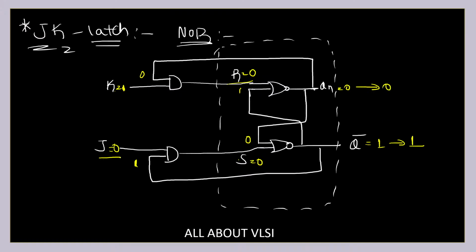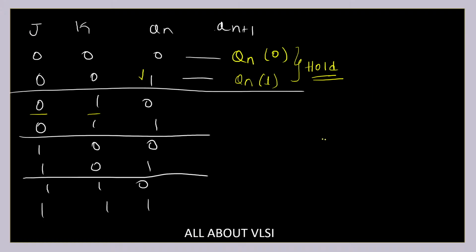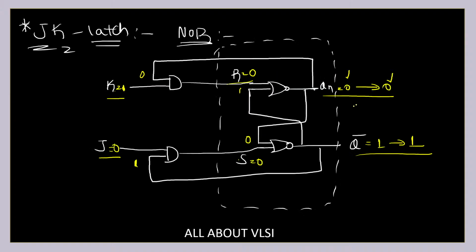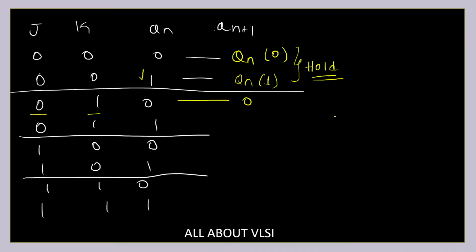You can see whenever your J is equal to 0 and K is equal to 1, Qn is 0. If your present state is 0, next state is equal to 0 and its complement is equal to 1. Now let me quickly change this value to 1. Now you have one of the inputs of this AND gate equal to 1, and this AND gate input is equal to 0. So what is going to happen? This R will be equal to 1 and this will be equal to 0. So S is equal to 0, R is equal to 1. We know already it's a reset condition. So again, Qn is becoming 0 and its complement is equal to 1.